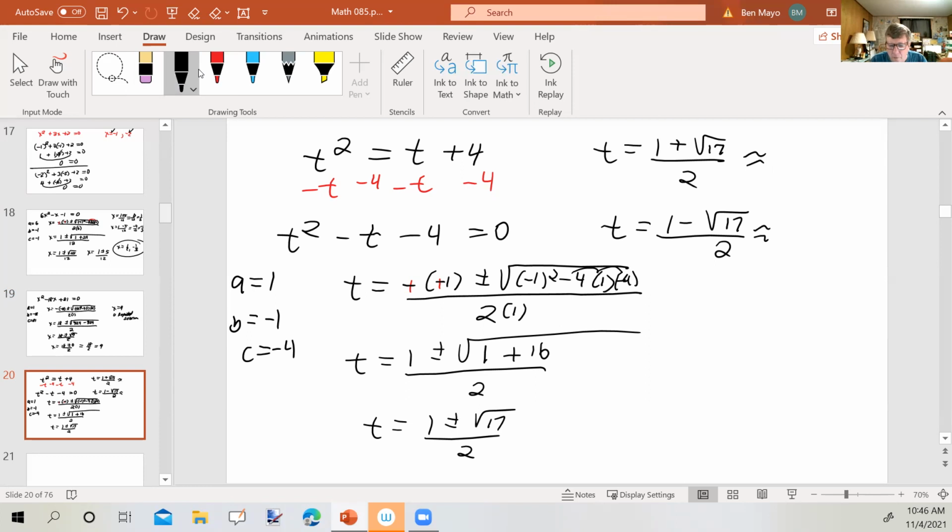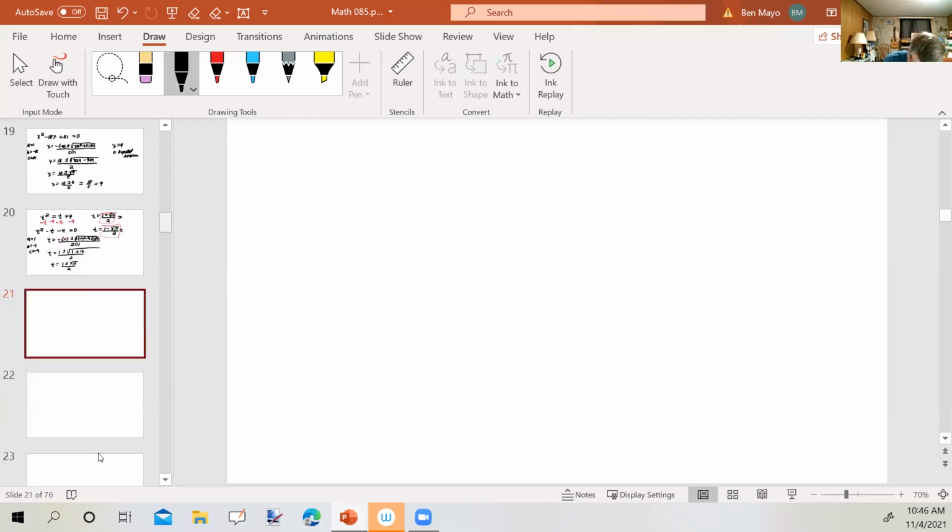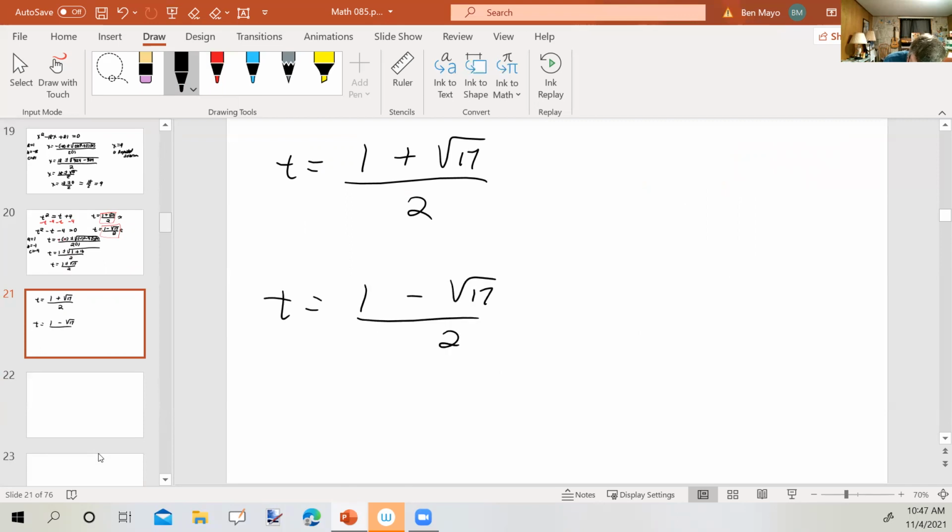We need to be careful because we're going to use the calculator, but we're going to put this whole quantity into the calculator and then this whole quantity. And we need to note that 2 is the denominator of the entire numerator, not just a part of it. So what I'm going to do is this. I'm going to go to the next screen and recopy those two answers. T equals 1 plus the square root of 17 over 2. T equals 1 minus the square root of 17 over 2.